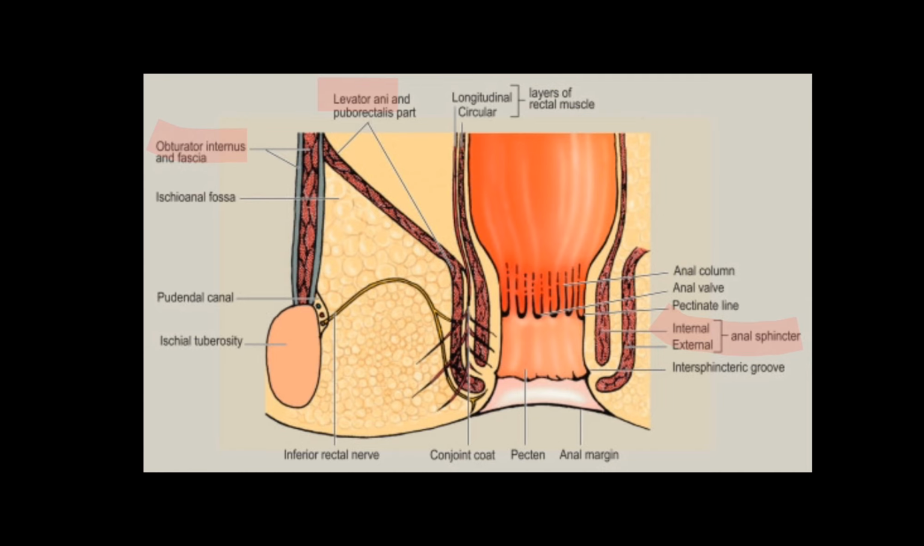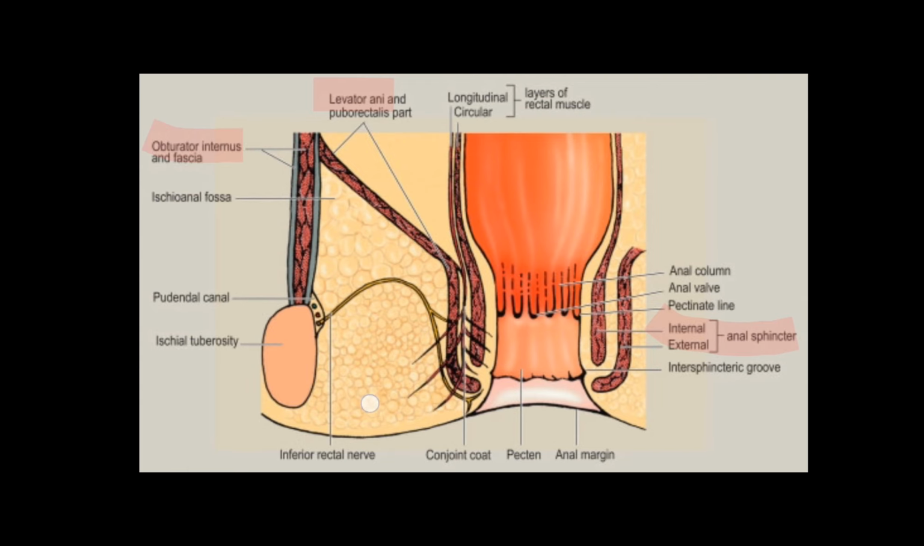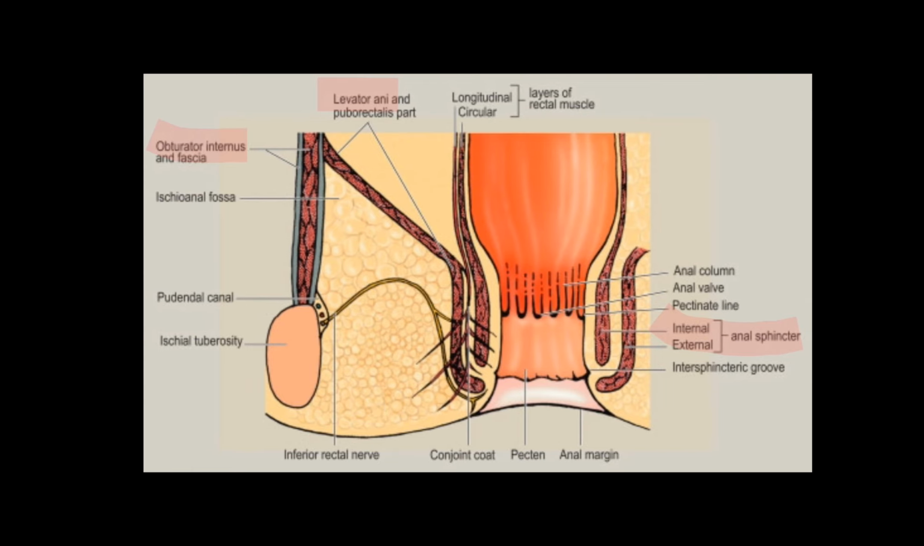Then anteriorly and posteriorly. Anteriorly we will be having the posterior border of the perineal membrane. This can't be shown in the image, you have to just imagine. Anteriorly we will be having the posterior border of the perineal membrane and posteriorly we will be having the sacrotuberous ligament.